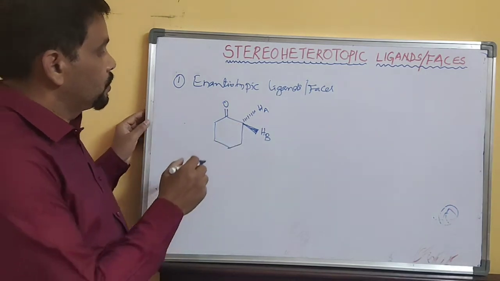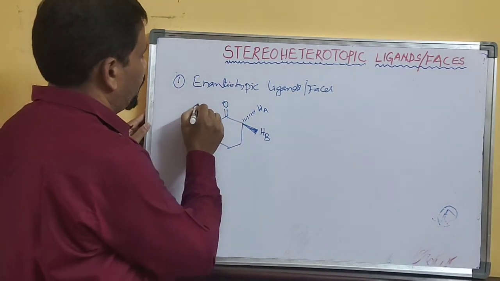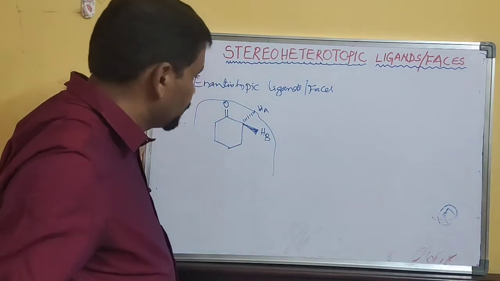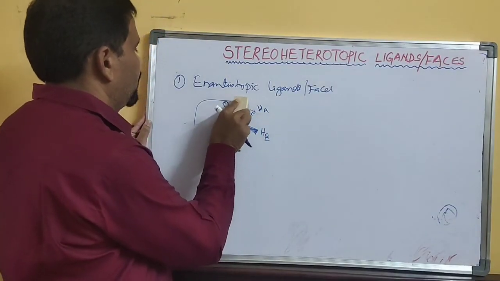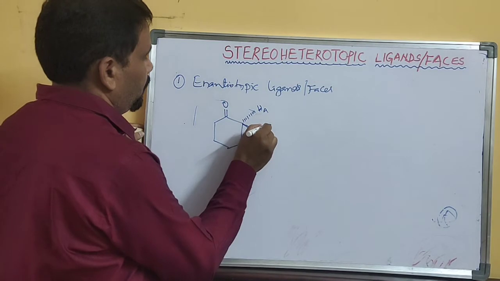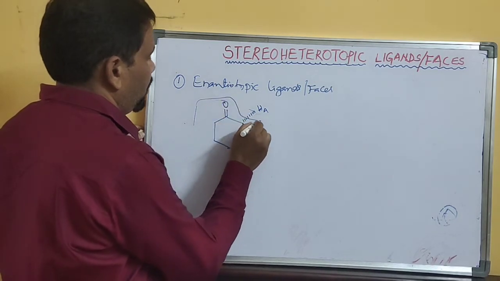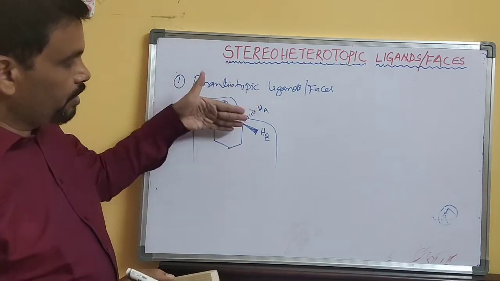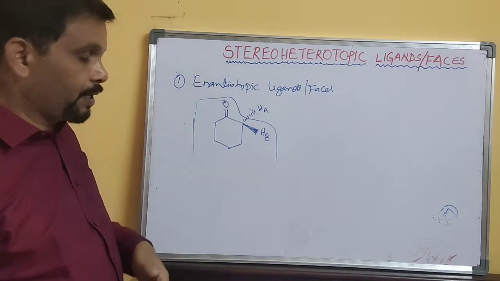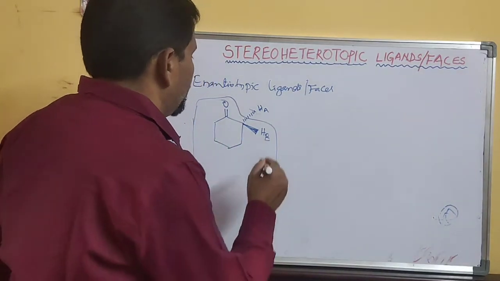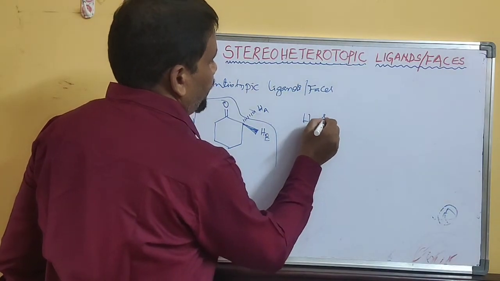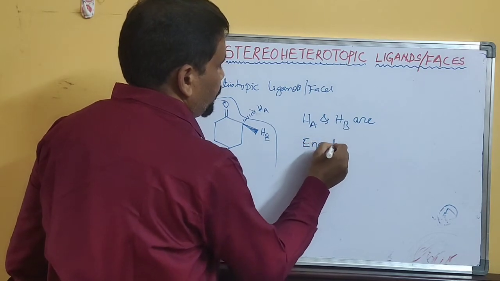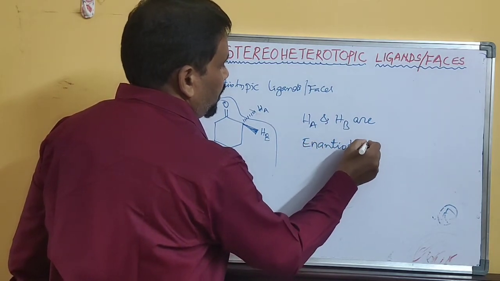Okay, yes. If you have a plane like this, and you bisect this molecule from top, you will get two equal parts. Okay, two equal parts. So therefore HA and HB are enantiotopic ligands.